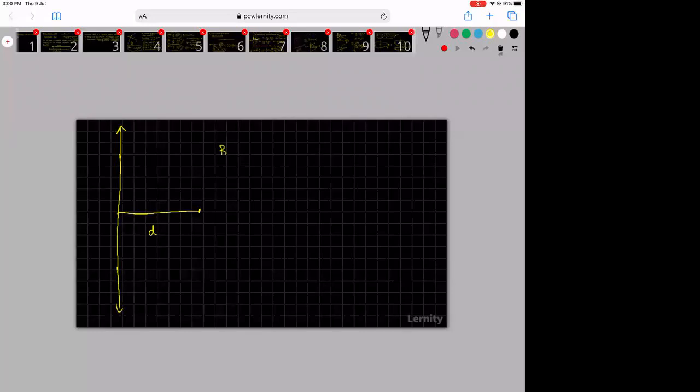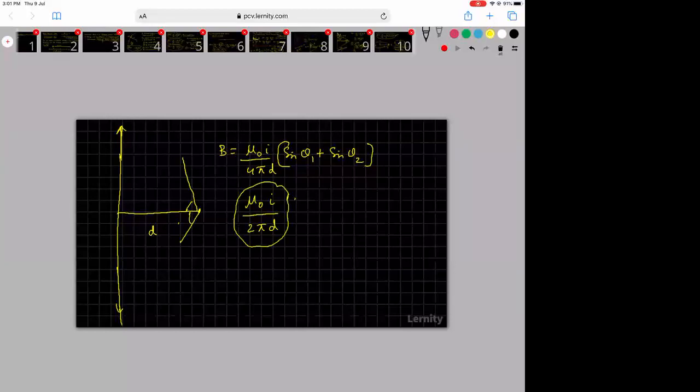So remember, we said B is equal to mu naught I by 4 pi (sin theta 1 plus sin theta 2). So I am asking you, if it is going infinitely on both sides, what do you think will be the magnetic field? Do you get B equal to mu naught I by 2 pi D? How did I say it is 2 pi D? Because if this is going to infinity, this angle here will tend to 90 degrees. So 1 plus 1 will become 2, 2 cancel, and you will get mu naught I by 2 pi D. Are you able to understand this? This is a very important point.